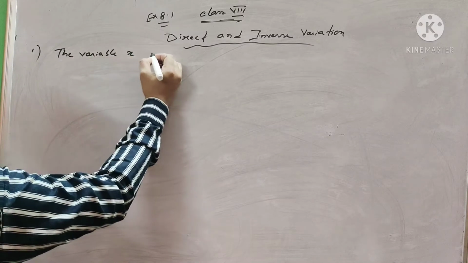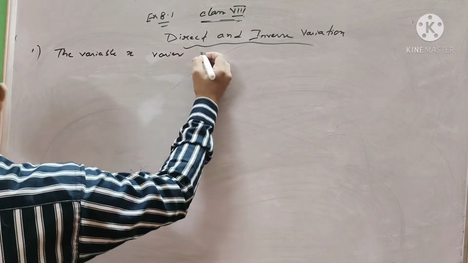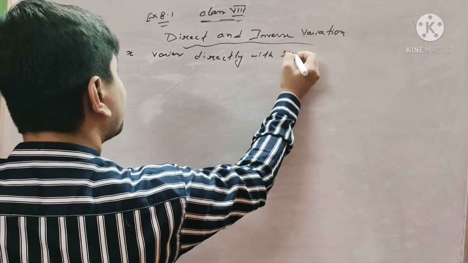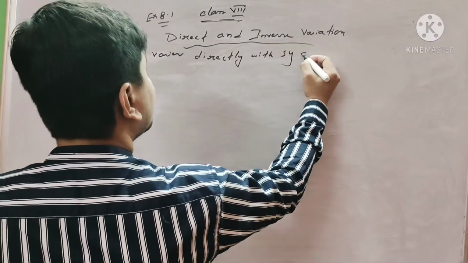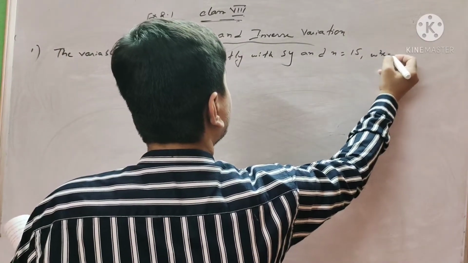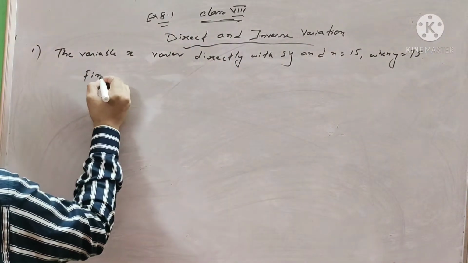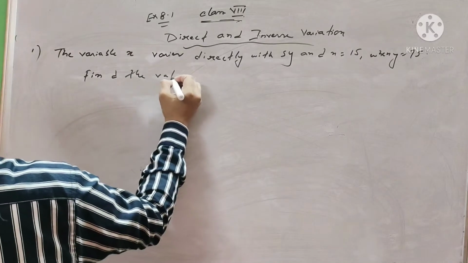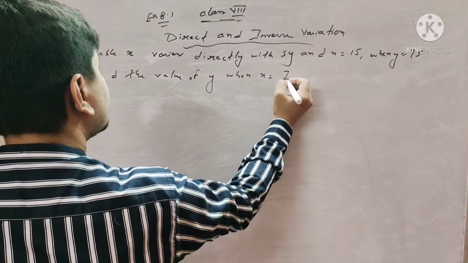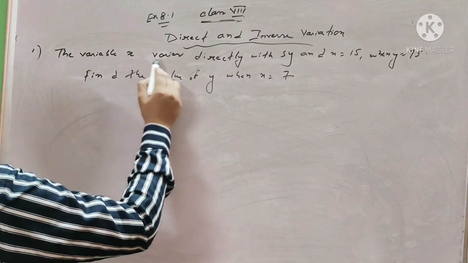variables x varies directly with 5y and x equals 15 when y equals 75. Find the value of y when x equals 7. It is clearly mentioned that variable x varies directly with 5y.